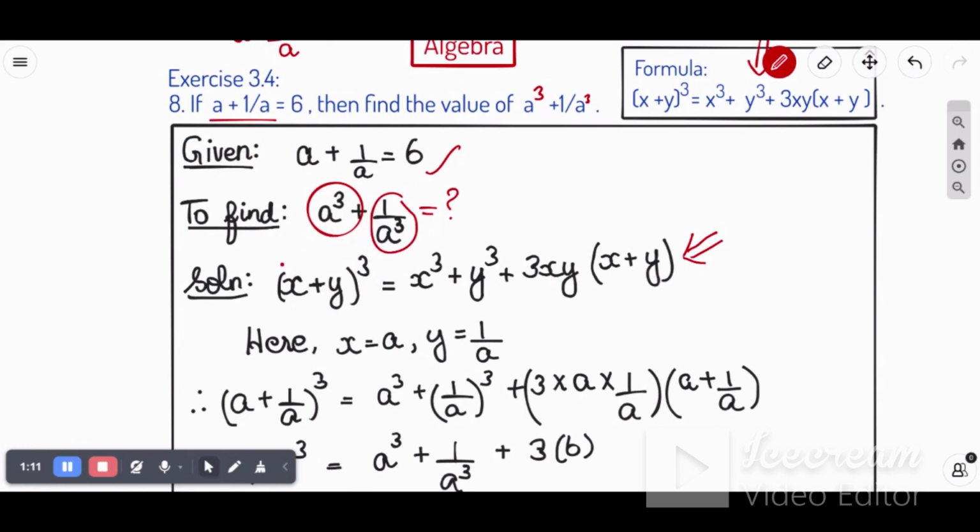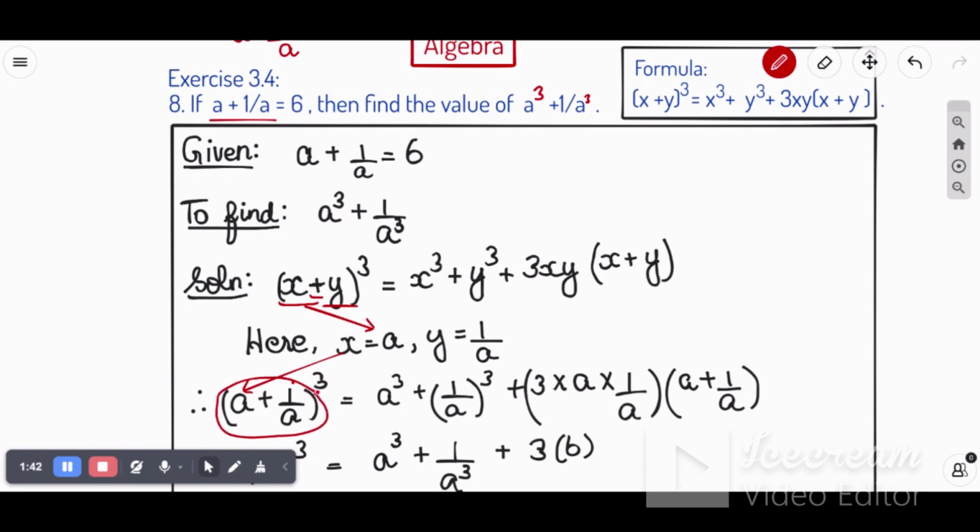If you compare these two, x plus y the whole cube and x cube plus y cube, we are going to find cube. So here directly we can take x is equal to a and y is equal to 1 by a. If you substitute those values in this formula, in the place of x I am going to put a, then plus, and in place of y we put 1 by a, so 1 by a cube. We have got this a plus 1 by a the whole cube formula.